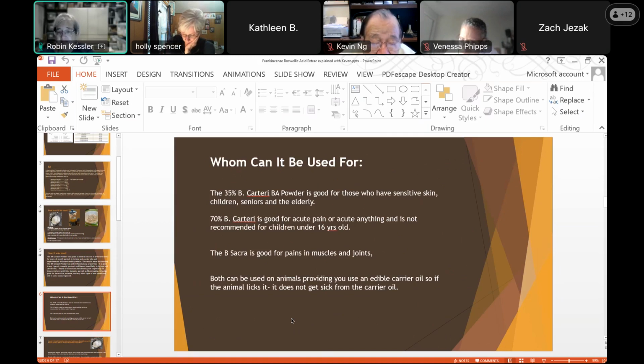The B sacra is good for the Boswellic sacra. BA extract powder is good for pains in muscles and joints. Both can be used on animals, providing you use an edible carrier oil. So if the animal licks it, it does not get sick from the carrier oil.